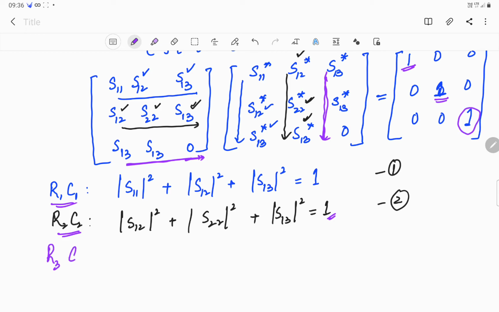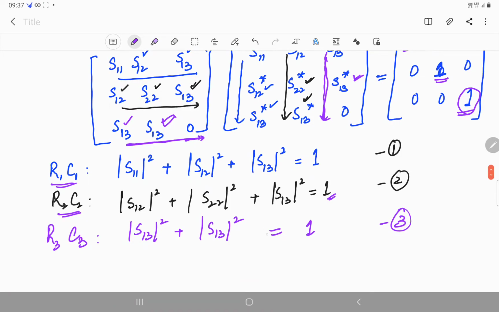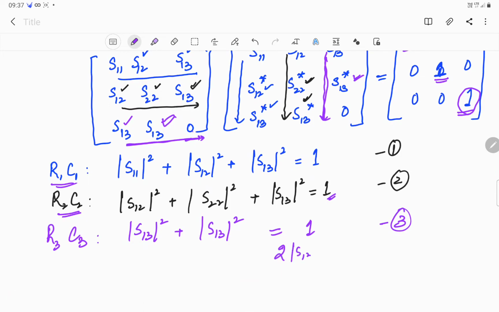So row 3 with column 3 would be S13 conjugate, S13 square, plus S13 conjugate, S13 square, mod of S13 square. And 0 into 0 is 0. So this is equal to 1. Let's name it as equation number 3. So from equation 3, this means 2 times S13 square is equal to 1, which means S13 is 1 upon root 2.